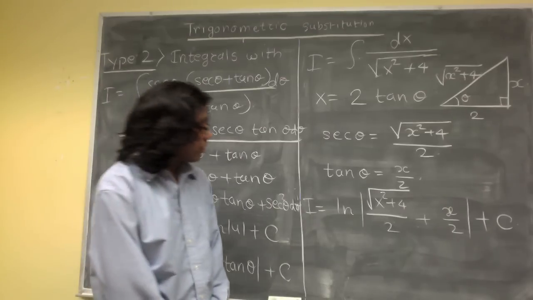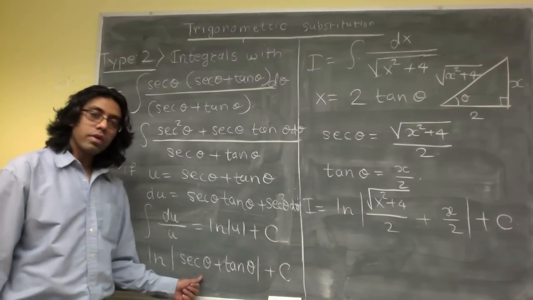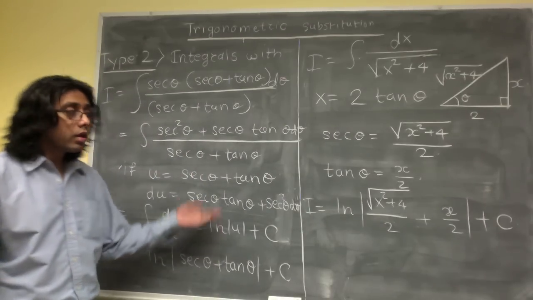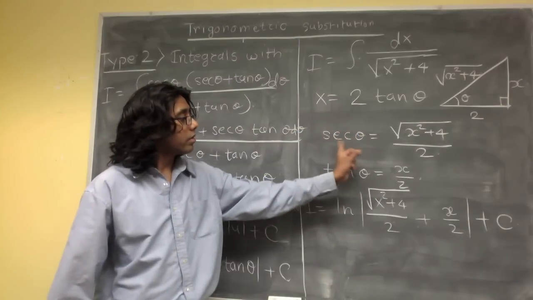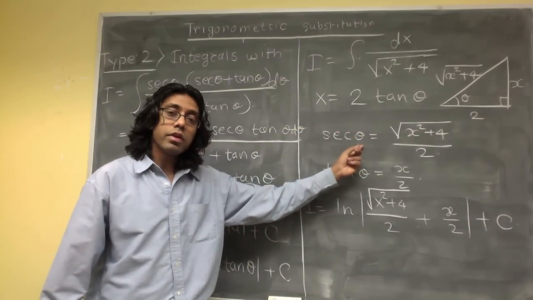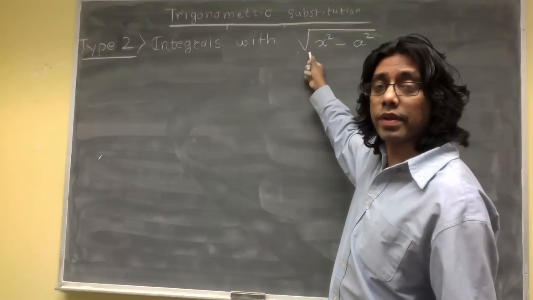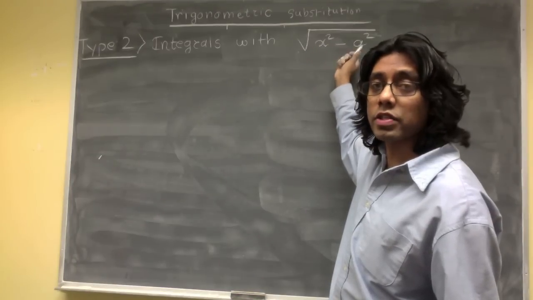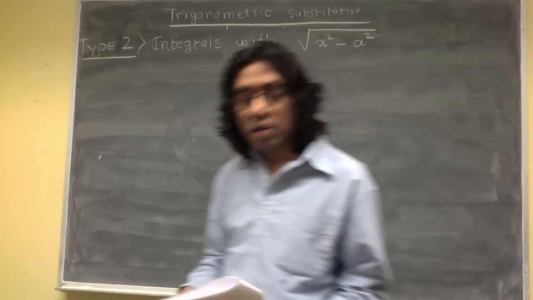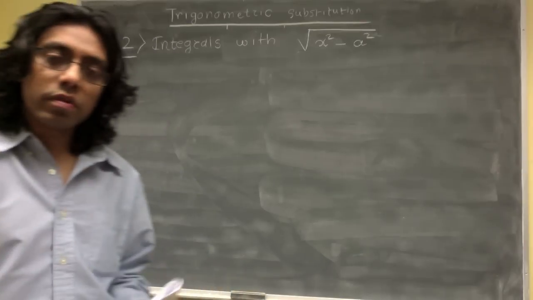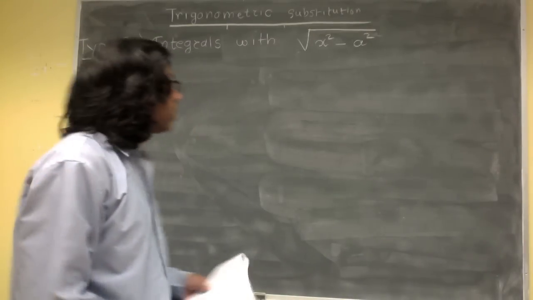So remember, don't stop your answer at this step. You have to resubstitute the trigonometric ratios in terms of x. Now we will discuss the integrals where you have a term that looks like square root of x squared minus a squared, and in this case also we have to go for trigonometric substitution.